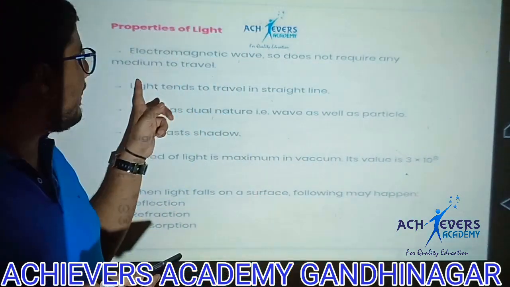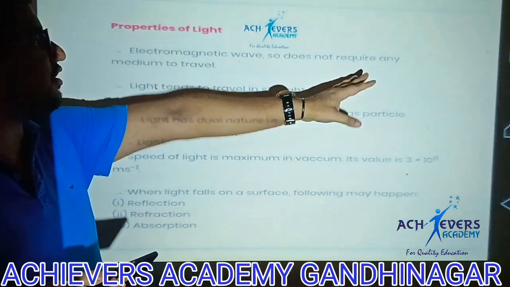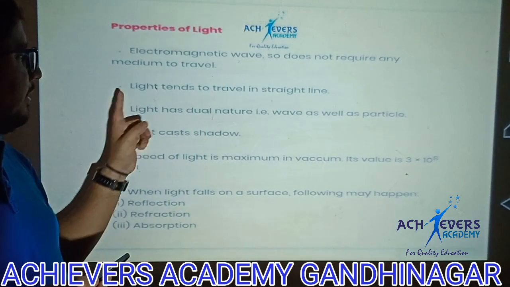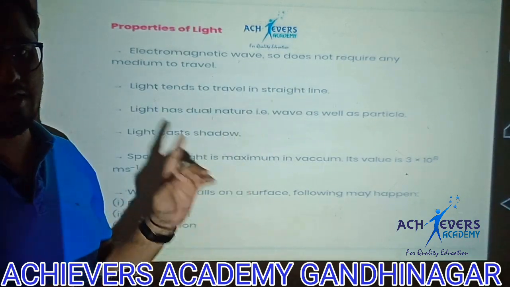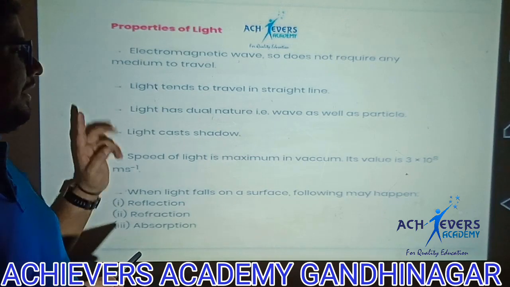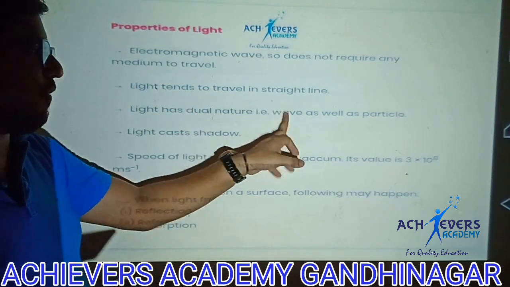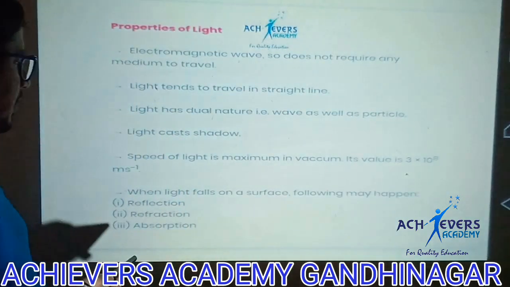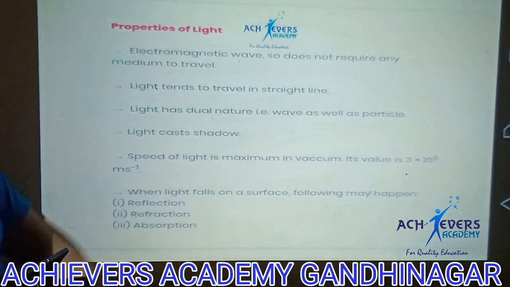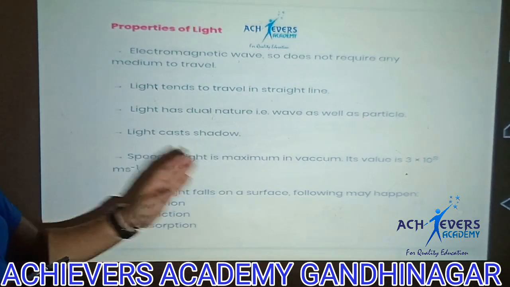So first thing, light is an electromagnetic wave, so it does not require any medium to travel. Second, light tends to travel in a straight line. Light always travels in a straight line. Light has dual nature, wave as well as particle. Light casts a shadow. Speed of light is maximum in vacuum.